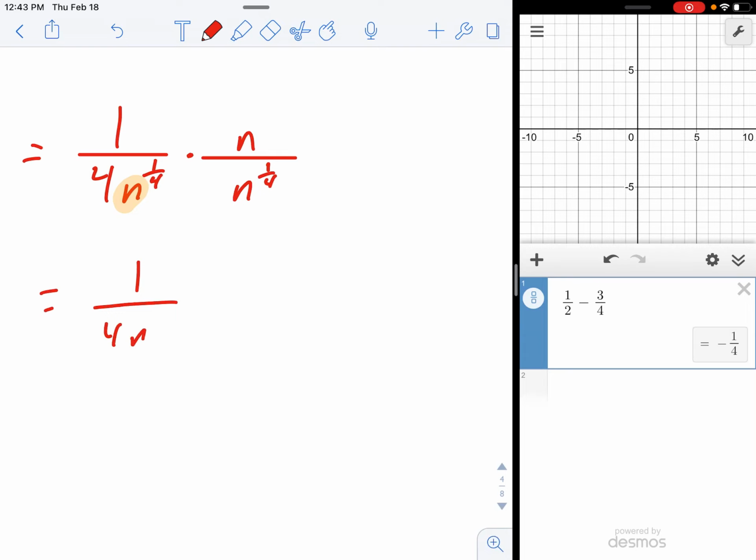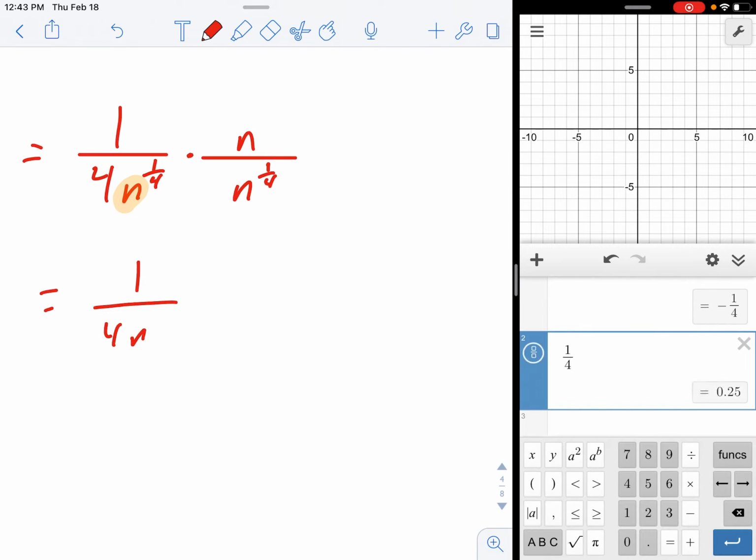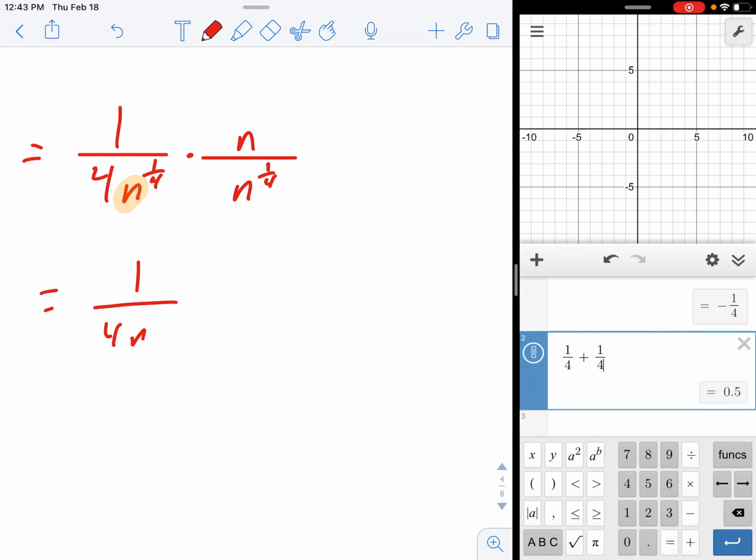the rule is add the powers. 1/4 plus 1/4. Well, what's 1/4 plus 1/4? Hopefully you don't need a calculator. A quarter plus a quarter is a half, right? Just like with money. So that would just give me n to the 1/2. Well, that's still a fraction in the bottom. That doesn't do the trick.